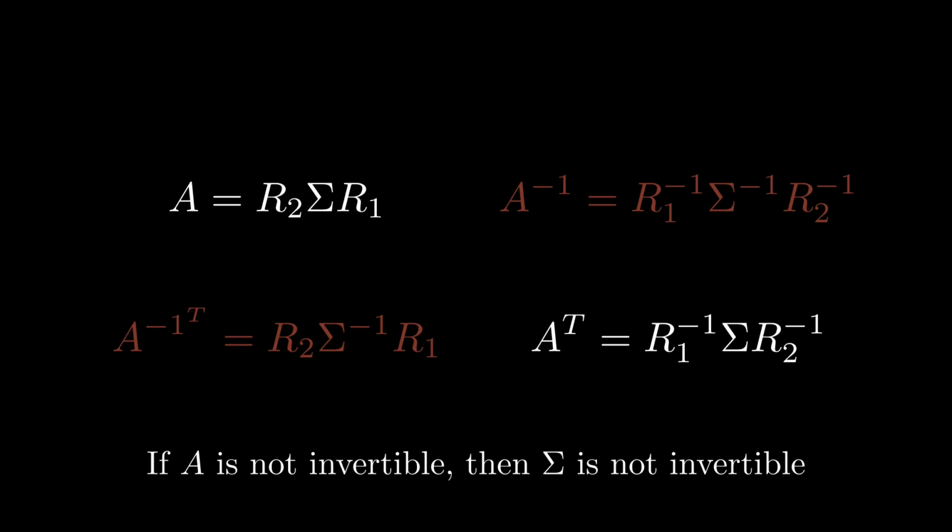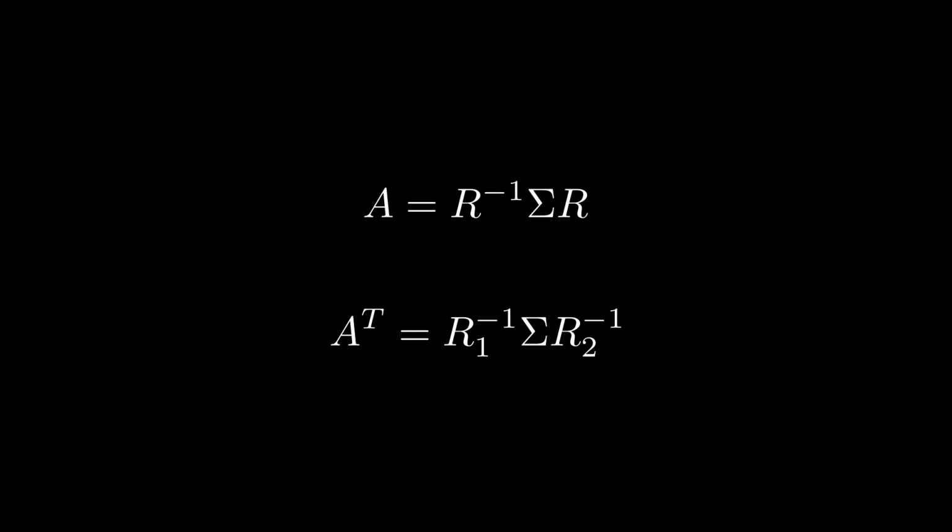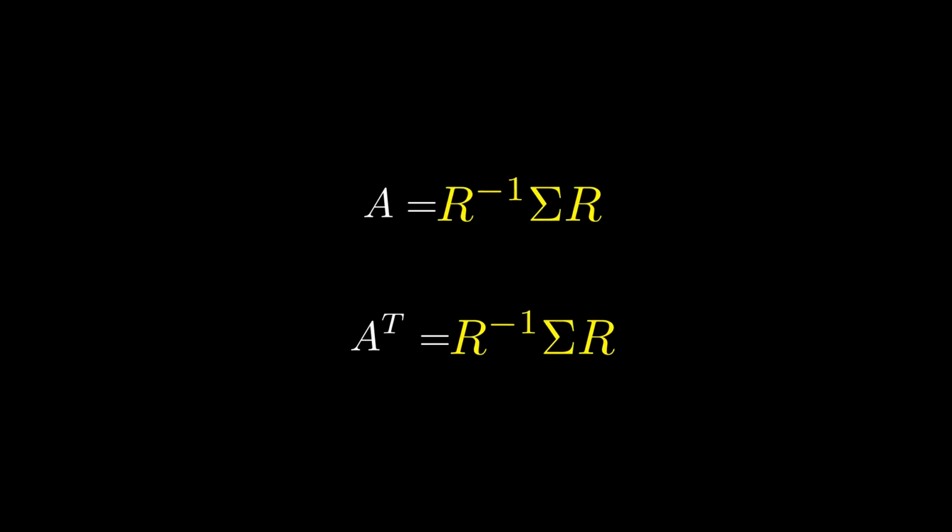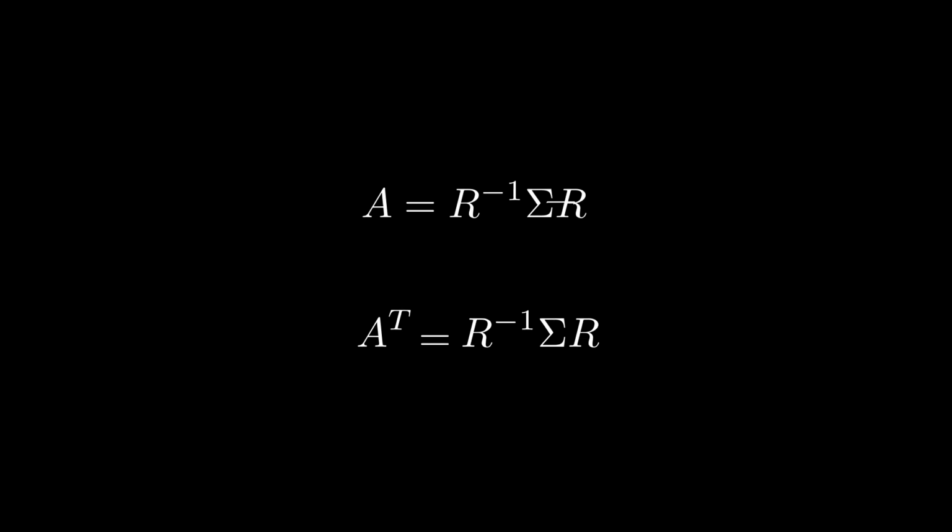As a final aside, I want to briefly mention a special case. This is when the second rotation happens to be just the reverse of the first rotation, which we might as well just call R. So then we can think of the matrix as doing a rotation, then scaling, then undoing the rotation. If we take a look at the form of the transpose for this case, and make the same substitutions, you'll notice that it ends up having the exact same form.